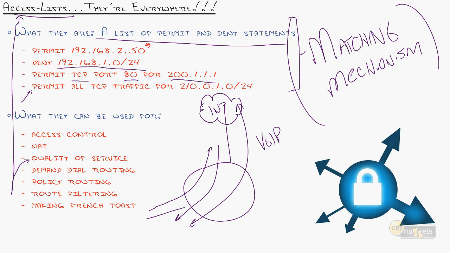So that's why I left it very vague at the beginning. I'm like, well, here's a list of statements, and I said permit this, deny that, but I wouldn't go there. I wouldn't say, well, here's how it's applied, because how you apply it depends on what kind of feature you're looking to create. Now, I put making French toast in there. That's not literal. I'm just saying that this list can go on and on and on. Any feature in the Cisco IOS, in the Cisco router, that requires you to identify a certain set of traffic is almost always going to be identified using an access list.